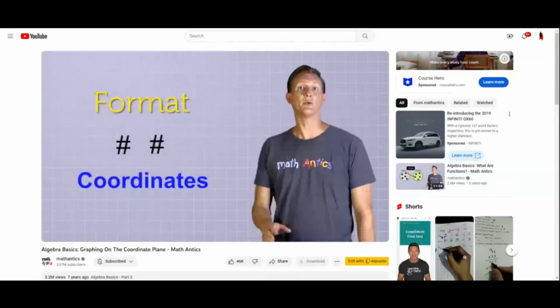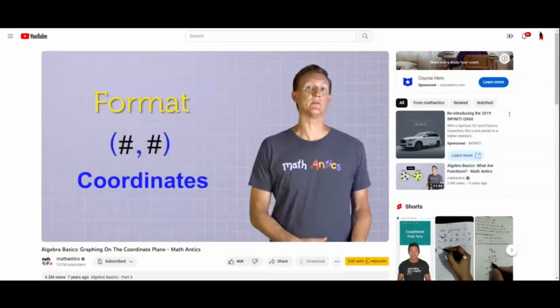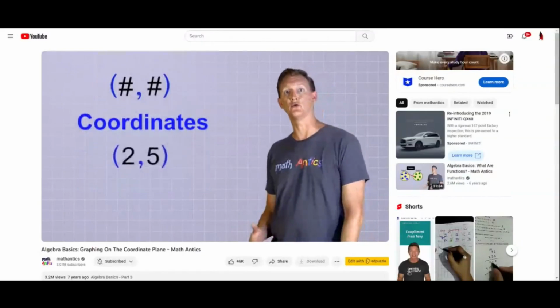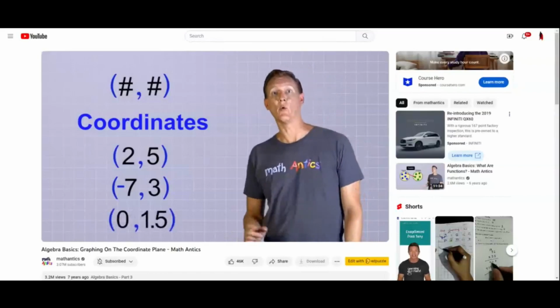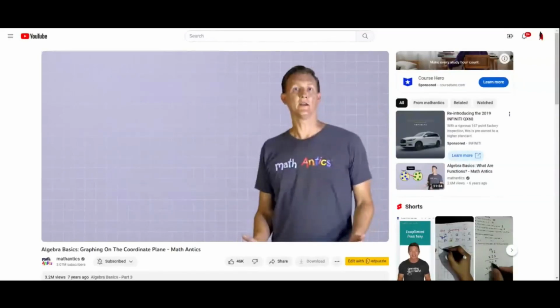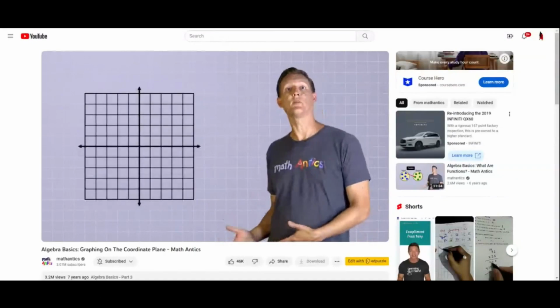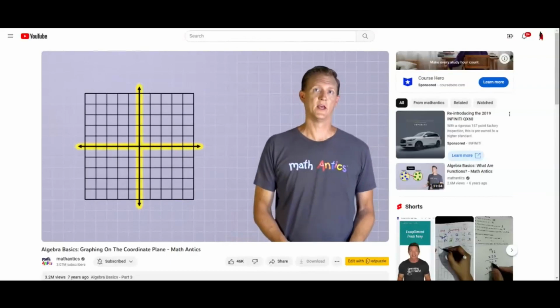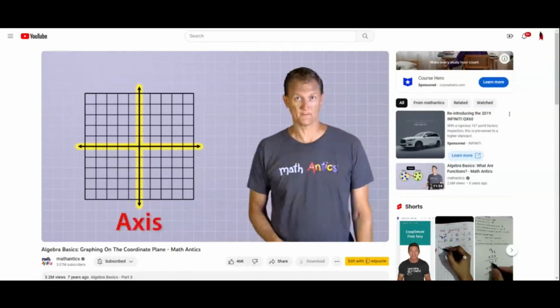Coordinates use a special format to help you recognize them. The two numbers are put inside parentheses with a comma between them as a separator. So when you see (2, 5), or (-7, 3), or (0, 1.5), you know you're dealing with coordinates. Okay, to understand how coordinates work, remember that our number plane is formed by combining two perpendicular number lines. From now on, we're going to refer to each one of these number lines as an axis.